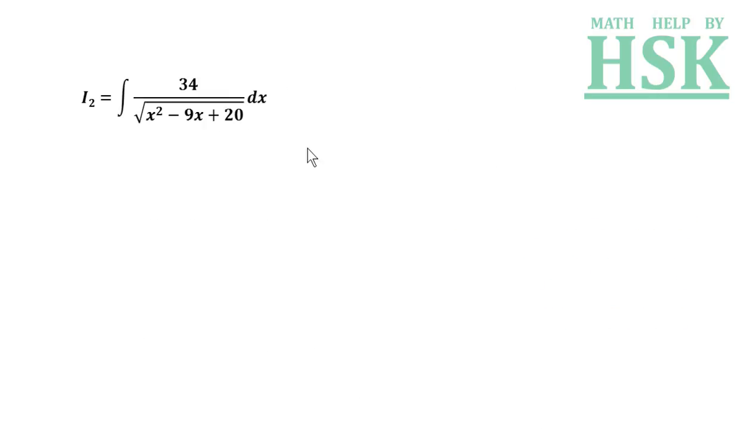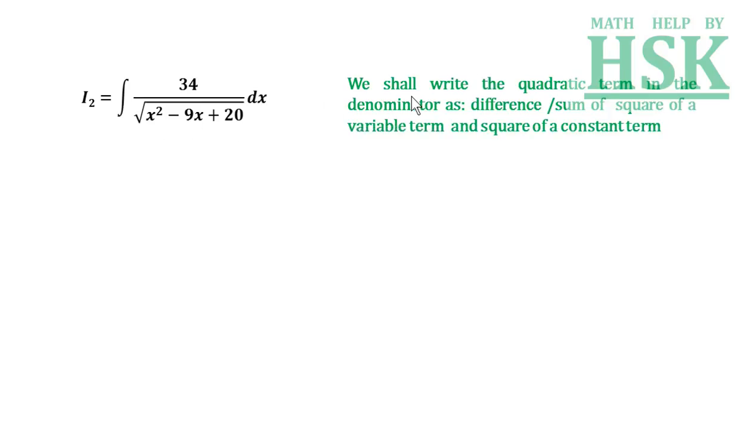Similarly, taking I2 is equal to 34 upon square root of x square minus 9x plus 20. The idea to solve this integral is that we have to write the value given in the square root, that is x square minus 9x plus 20. We shall write the quadratic term in the denominator as difference or the sum of the square of a variable term and the square of a constant term, as we have been doing in the previous problems. This has been done many times.